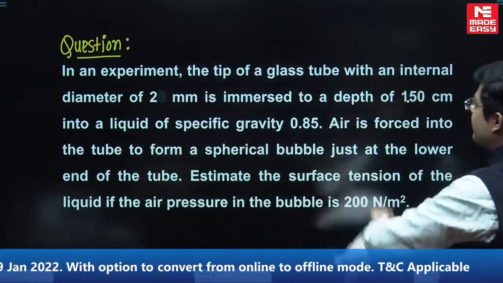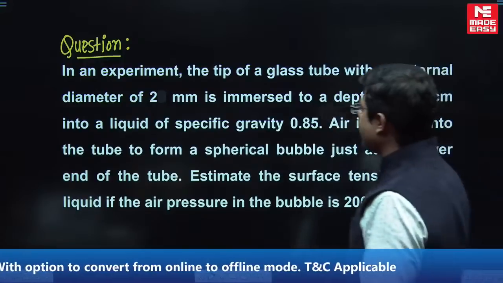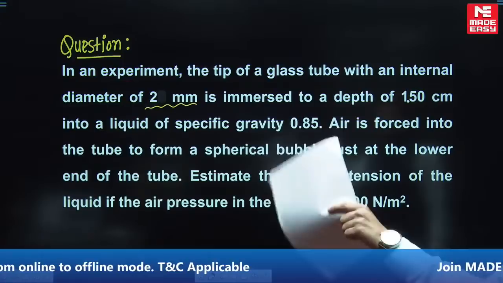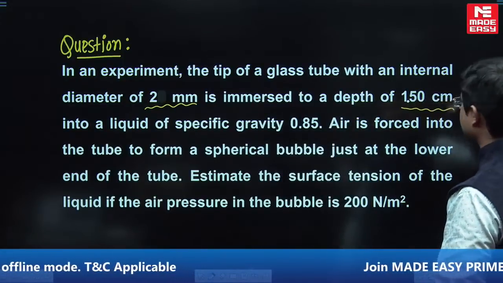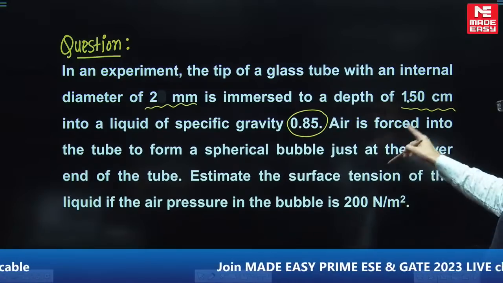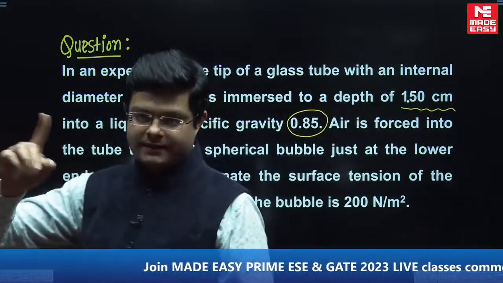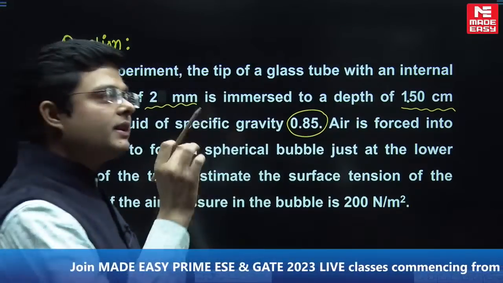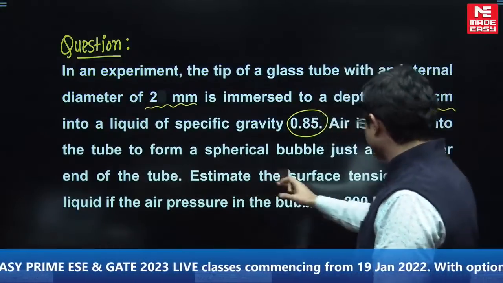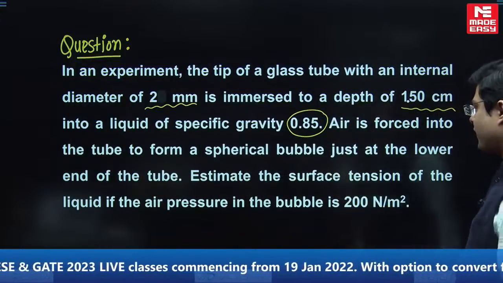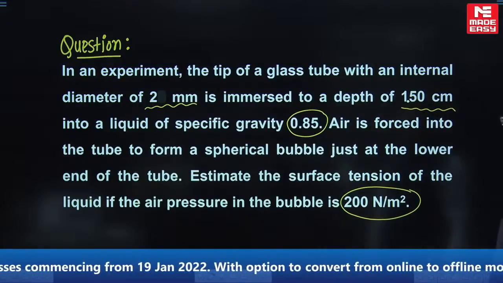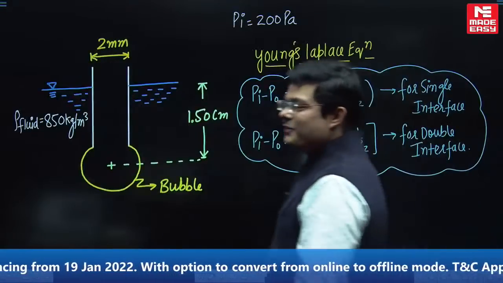In an experiment, the tip of a glass tube with an internal diameter of 2 mm is immersed to a depth of 1.50 centimeter in a liquid of specific gravity 0.85. Air is forced into it. This is known as the air bubble test. I have seen this test in real life. A spherical bubble is formed at the end of the tube. You need to find the surface tension of the liquid if the internal pressure inside the bubble is 200 Newton per meter square. My dear students, very important.